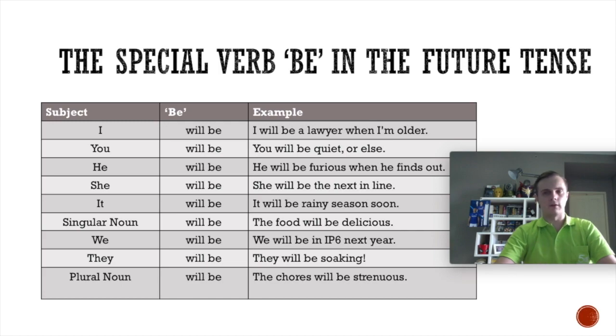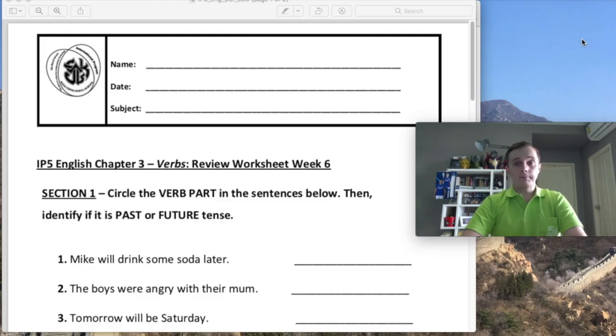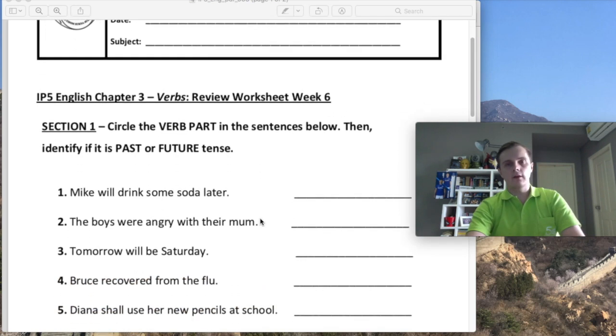Strenuous means like difficult. Okay, IP5, that is the end of our lesson. Before we go, I just need to explain your homework to you. Section 1, circle the verb part in the sentences below. Then identify if it is past or future tense.